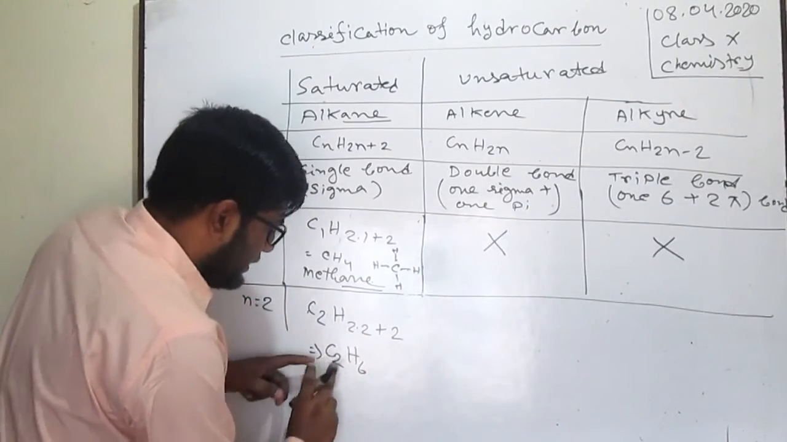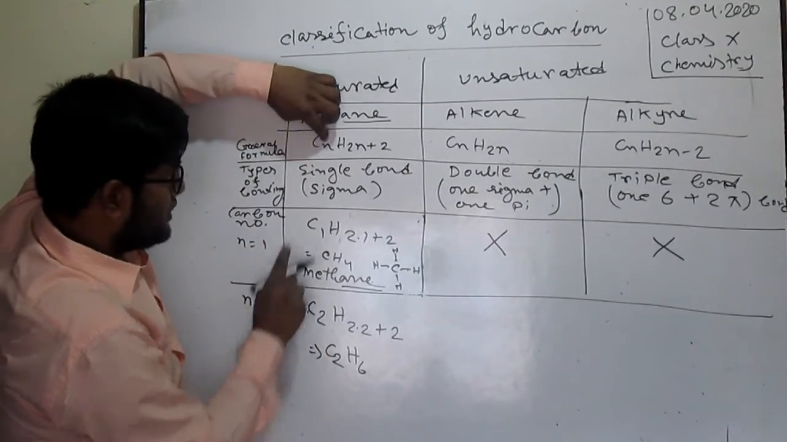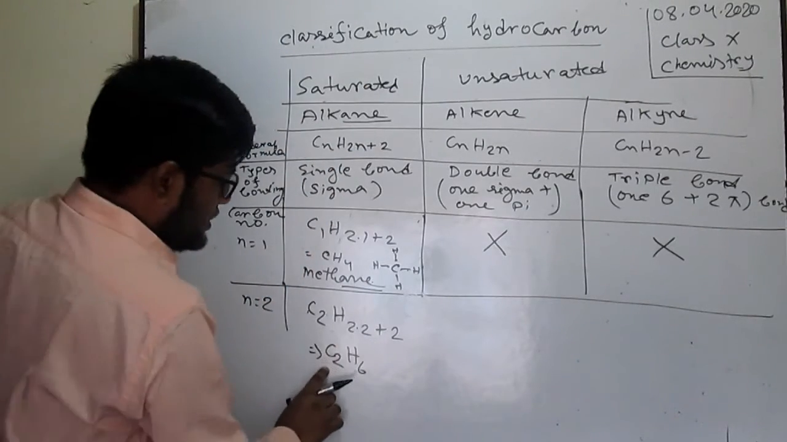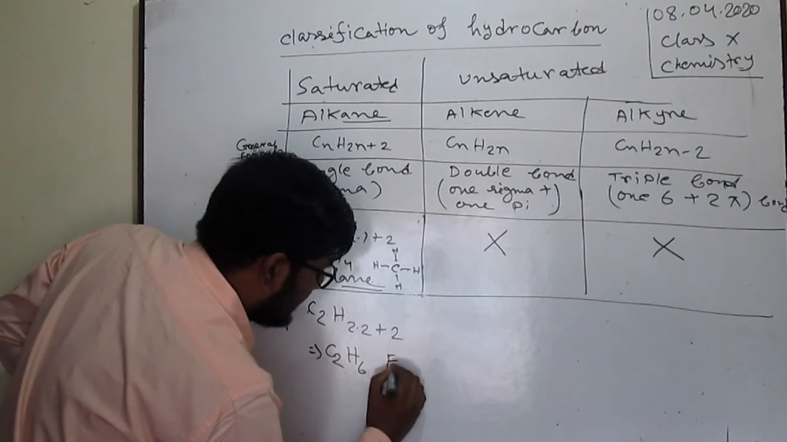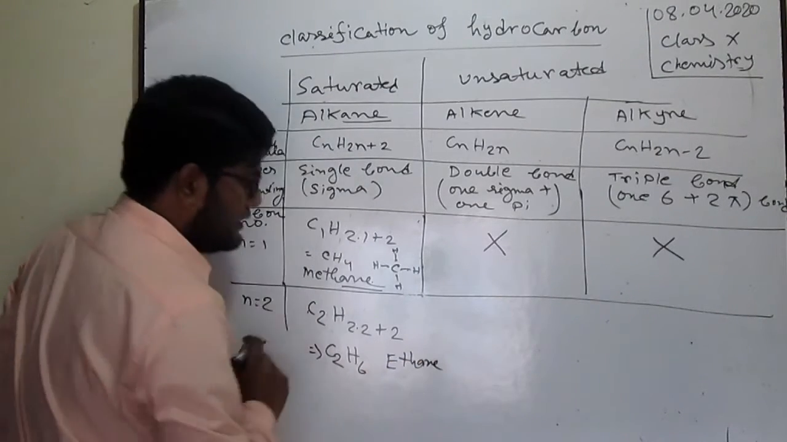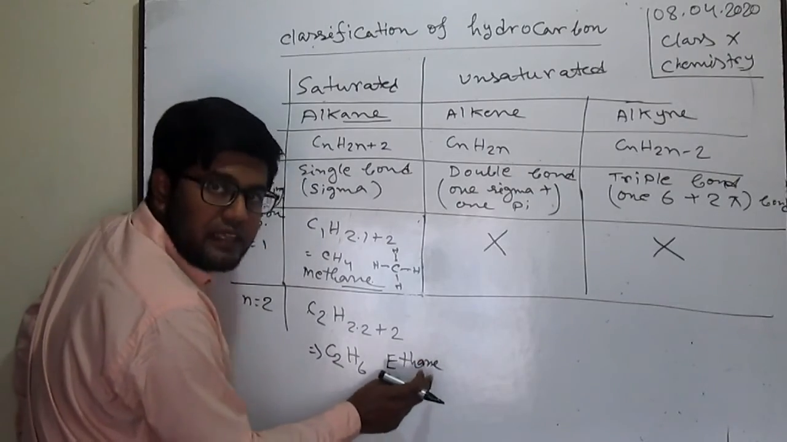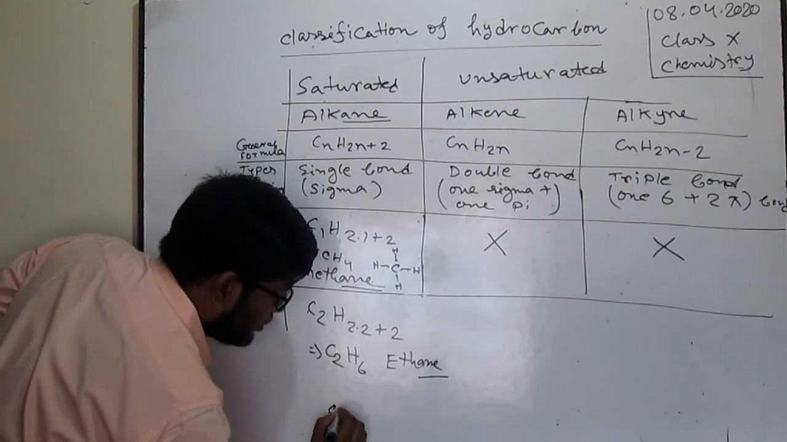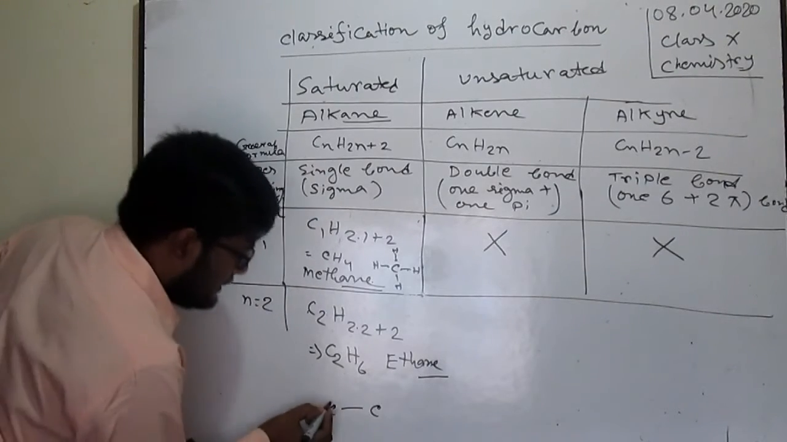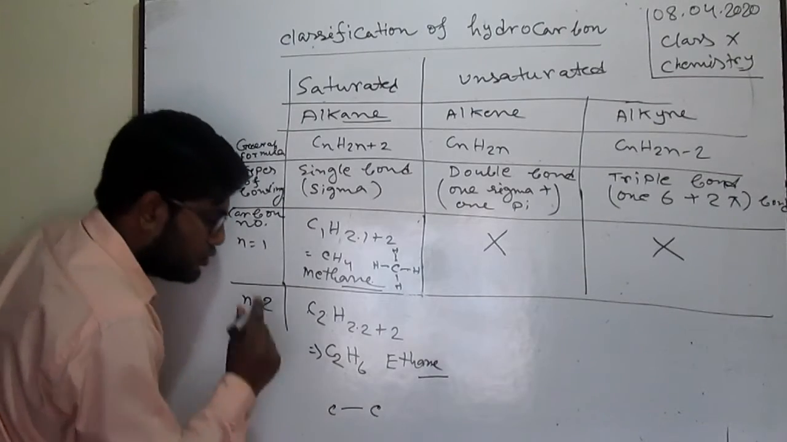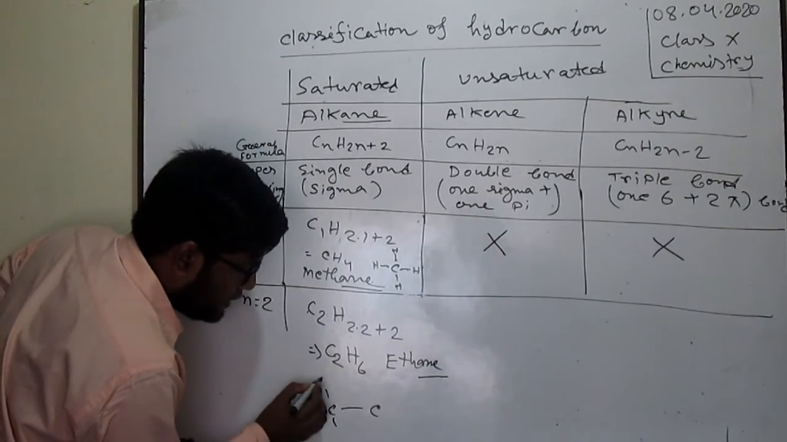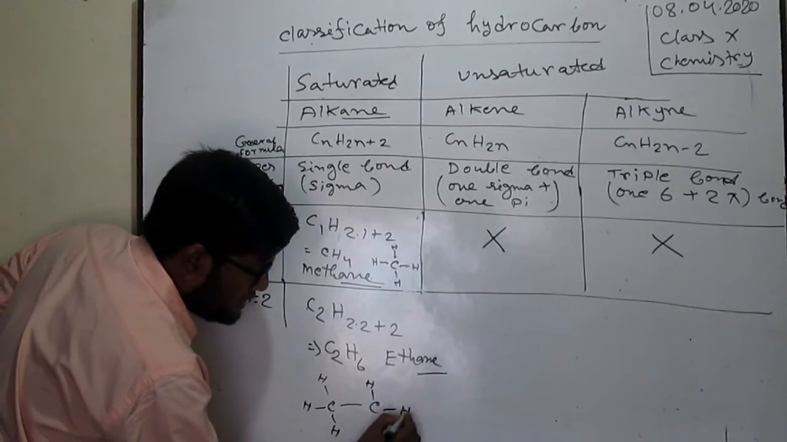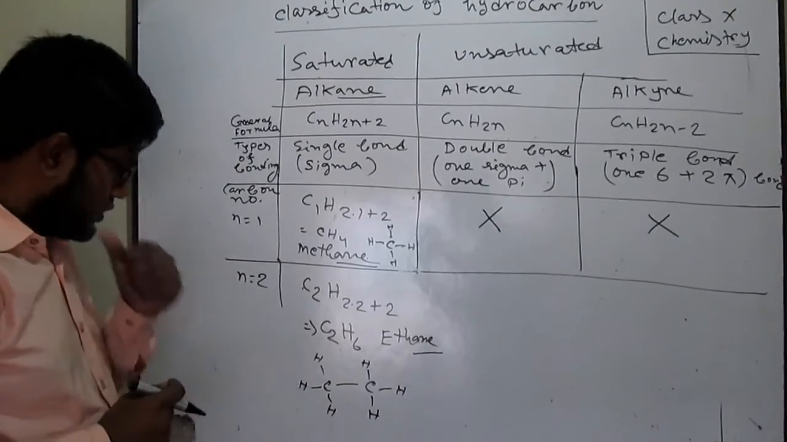Here the value of n is 2, that's why C2 is 2 into 2 plus 2, so C2H6. This is ethane. The last three letters are ANE. What about its structure? The valency of carbon is 4, so this carbon is attached with 3 hydrogen atoms. This carbon is also attached with 3 hydrogen atoms. This is the structure of ethane.